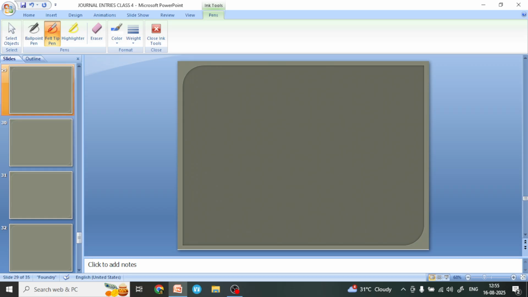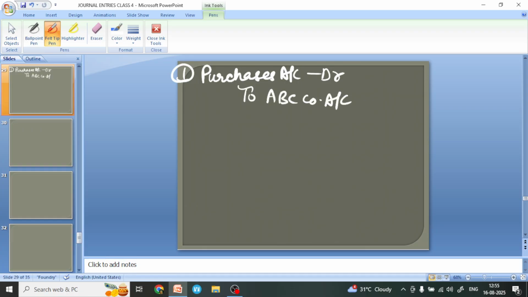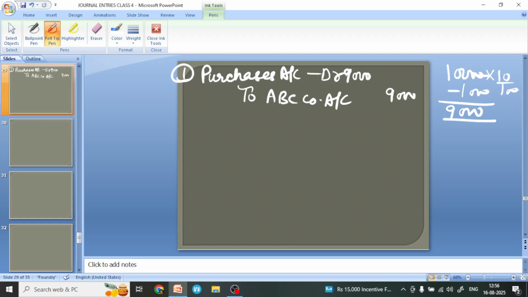Now, first entry. Purchase goods from ABC company at the list price of 10,000 at 10% trade discount. Entry will be passed: purchases account debit to ABC company account. Amount will be 10,000, 10% is 1,000. After subtracting 1,000, amount will be 9,000. We will pass amount 9,000.